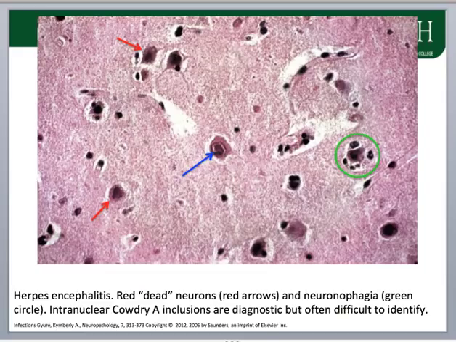Microscopically, one sees necrosis associated with a macrophage-rich inflammatory infiltrate. Red dead neurons with eosinophilic cytoplasm and neuronophagia are present. The red neurons are indicated by the red arrows, and neuronophagia with the green circle. Even more difficult to identify are the characteristic Cowdry A intranuclear inclusions, which are eosinophilic and surrounded by a halo within the nucleus. These are diagnostic for HSV infection and are present in both neurons and glial cells.